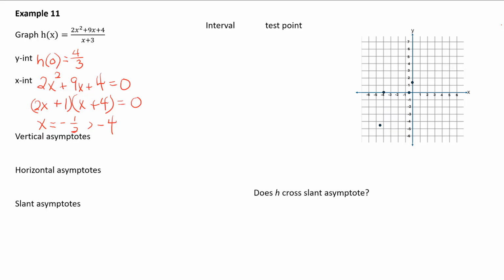So we graph those. Now we're going to look for vertical asymptote. Vertical asymptotes happen when the denominator is 0. So when x plus 3 is 0, x is negative 3. So there is a vertical asymptote at x equals negative 3.